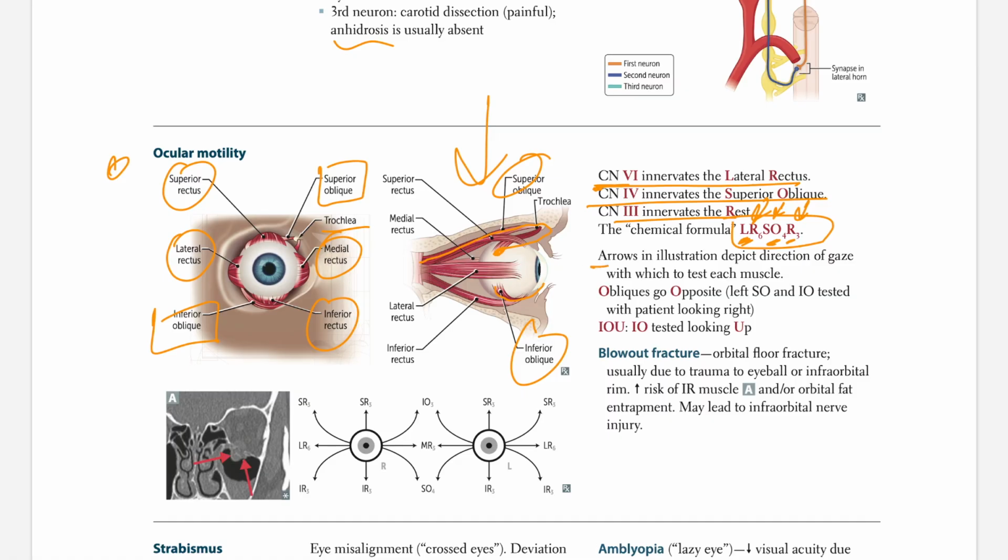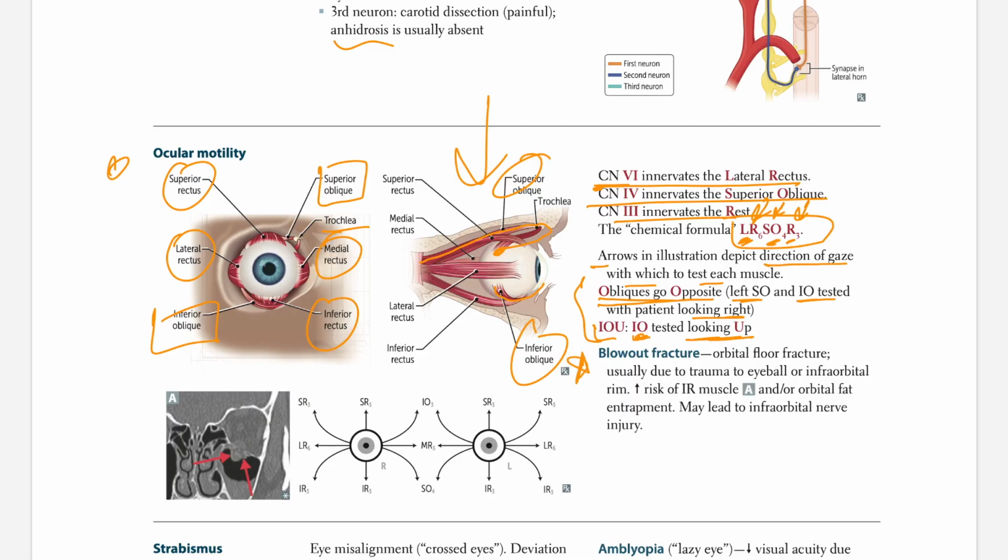The illustration depends on the direction of the gaze, which tests each muscle. Obliques go opposite. Okay, that's a very good one. Obliques go opposite. So left superior oblique and inferior oblique are tested with the patient looking right. IO, inferior oblique, is tested looking up. So these are tests that you can do in order to figure out which muscle is out.